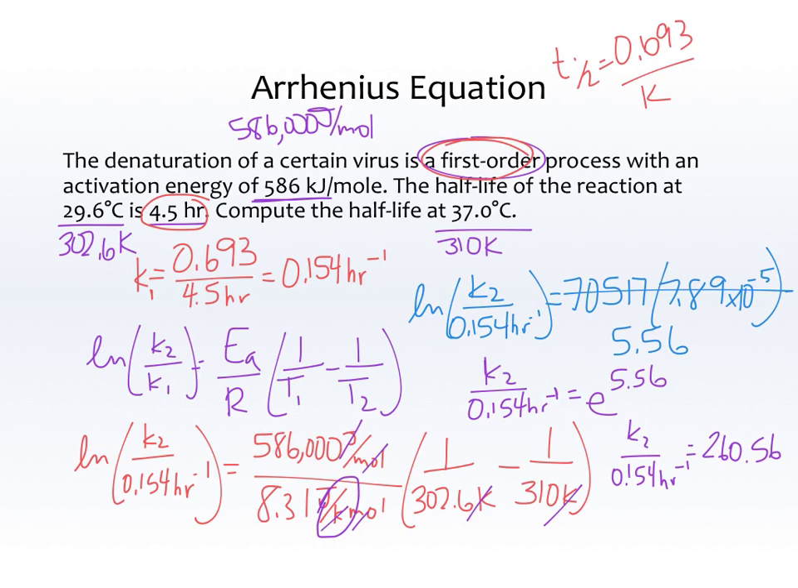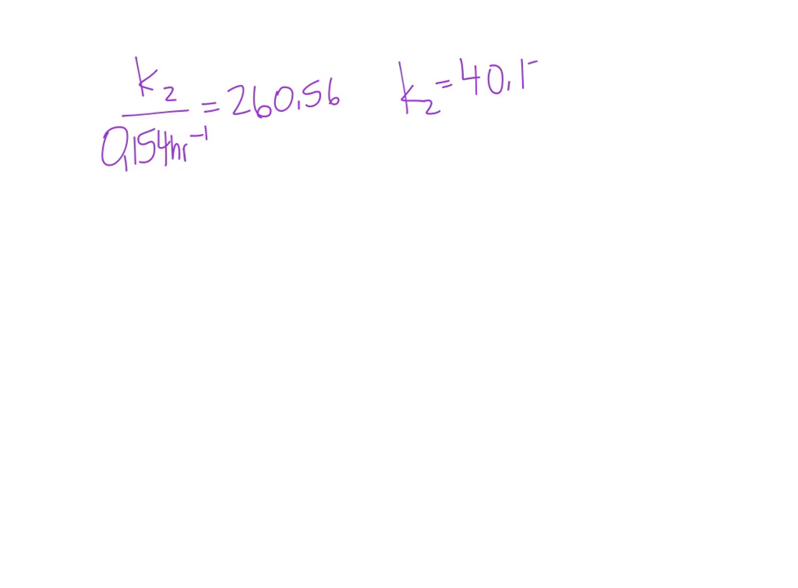All right, now let's take it on to a new slide so we can kind of see what we're doing. I'll rewrite that. So K2 over 0.154 per hour is equal to 260.56. Multiply both sides by 0.154 per hour, and I have K2 is 40.12 per hour. Oops. Try that again.